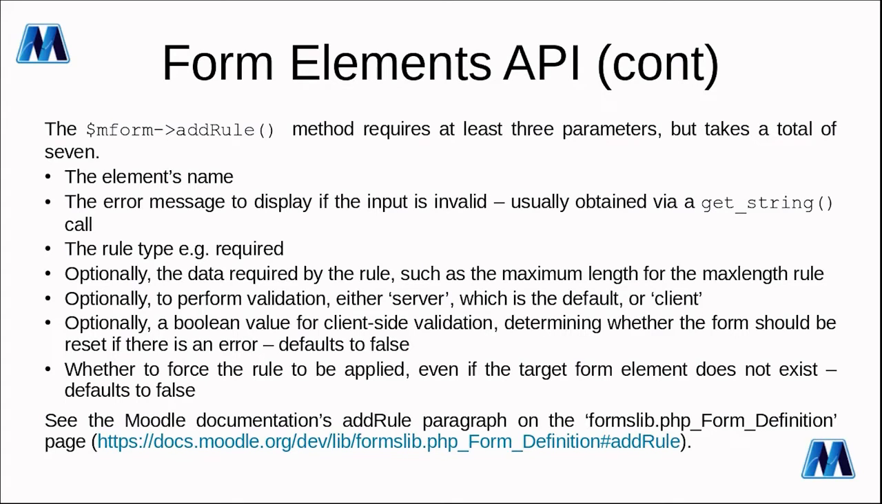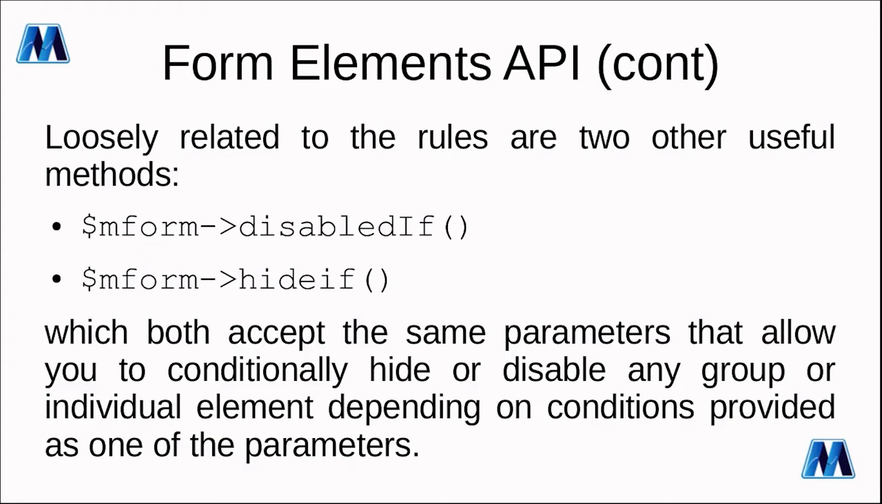A Boolean value for client-side validation, determining whether the form should be reset if there's an error, and it defaults to false. Not much use in resets in current practice, is there? Anyway, and then whether to force the rule, a Boolean value, whether to force the rule even if the form element does not exist, which defaults to false. I'm not quite sure why that's there, but you never know. So you can see the documentation at the link in this presentation.